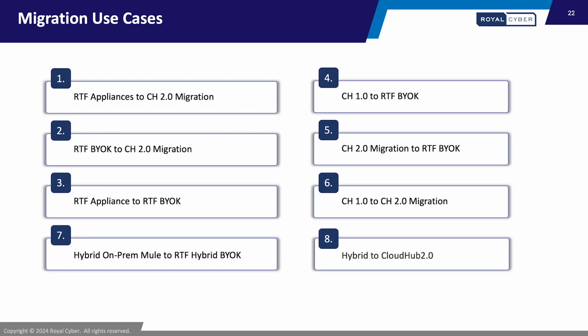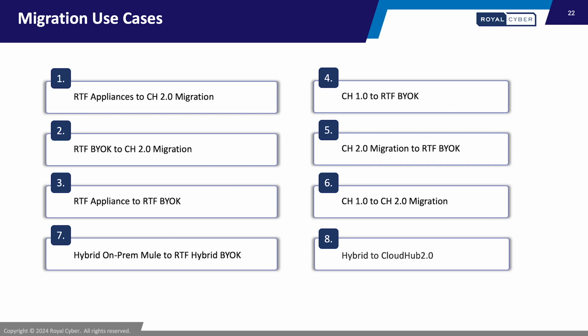Moving forward, let's talk about the migration use cases. As we've already talked about, migration can be done to any deployment target, and these are some of the use cases that we have. You can move from RTF appliance to CloudHub 2.0. You can migrate from RTF bring your own Kubernetes to CloudHub 2.0. You can also migrate from RTF appliance to RTF bring your own Kubernetes. You can also migrate from CloudHub 1.0 to RTF bring your own Kubernetes.